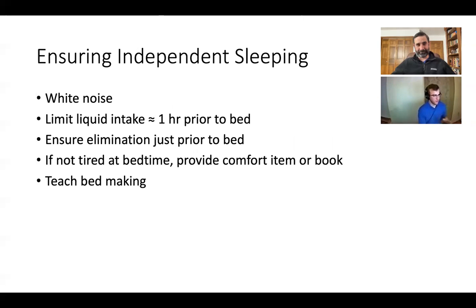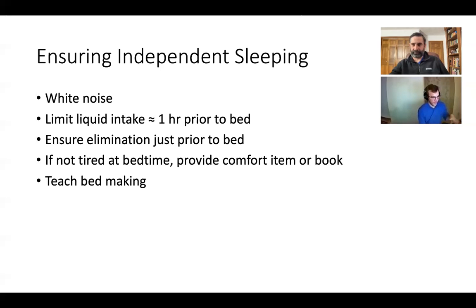So we have talked about a few of these things, like limiting liquid intake before bed, but here are some other ways to help with independent sleep. White noise machines can be helpful if you live in a loud neighborhood and you can't just pick up the house and move. I personally recently moved into a house and we are way closer to the highway than we thought we were, and white noise machines have been our savior. So those can be extremely helpful for ensuring a good night's sleep.